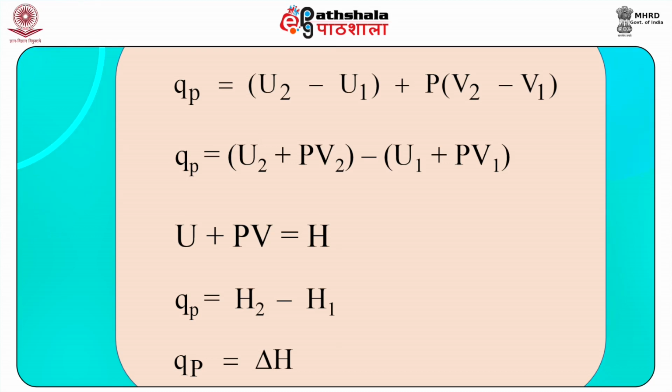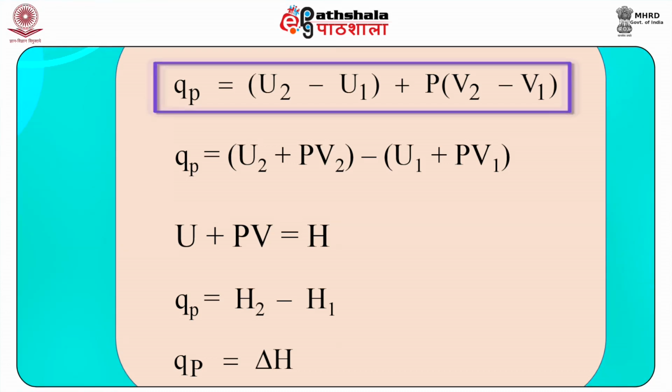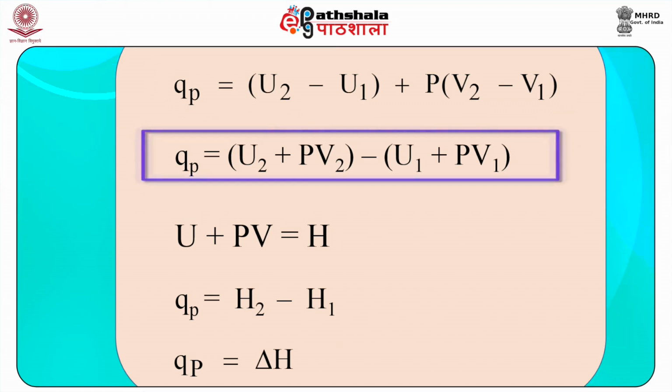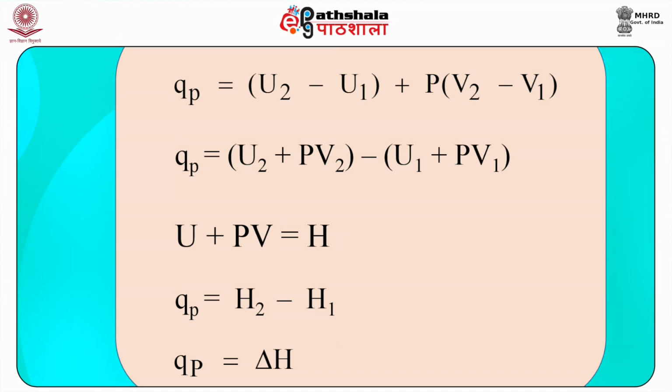Now, the heat absorbed keeping the pressure of the system constant will be given by QP = U2 − U1 + P(V2 − V1), or we can write QP = (U2 + PV2) − (U1 + PV1). In the equation, U denotes the internal energy, P is the pressure, and V is the volume. All three of them are state functions. Therefore, the quantity U + PV should also be a state function. The quantity U + PV = H is known as enthalpy, and the change in enthalpy gives the amount of heat absorbed at constant pressure. That is, QP = ΔH.